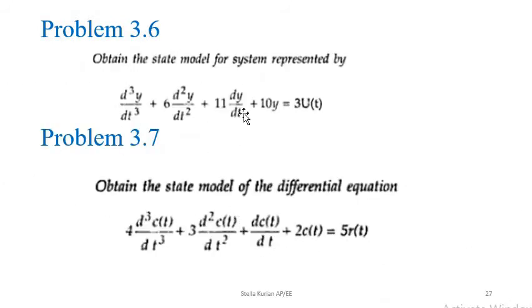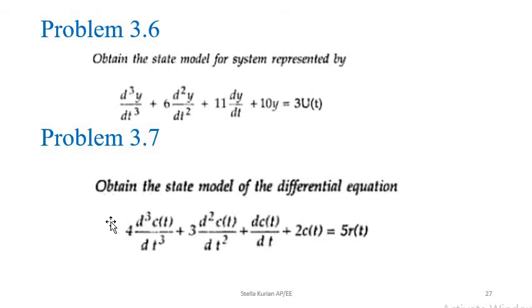Moving to the next problem, you need to obtain the state space model of the differential equation that is given here, d cube y by dt cube plus 6 d square y by dt square plus 11 dy by dt plus 10y is equal to 3 u of t. Here the only change is that a coefficient is present for the u of t also, so a division by 3 will be coming in the equation, that's all.